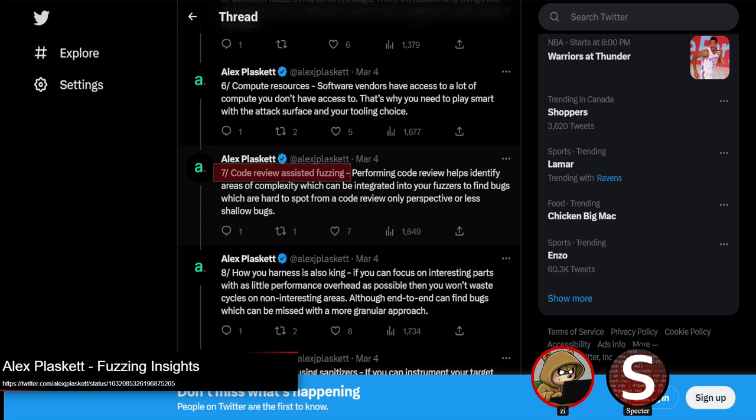I think code review is a really important part of a fuzzing campaign. And again, I say code review, but that could be the disassembly and reverse engineering too, if you don't have source, but actually looking at the binary and figuring things out there.